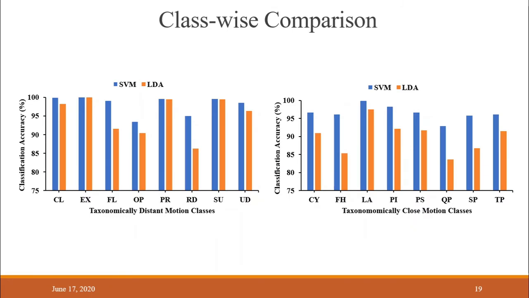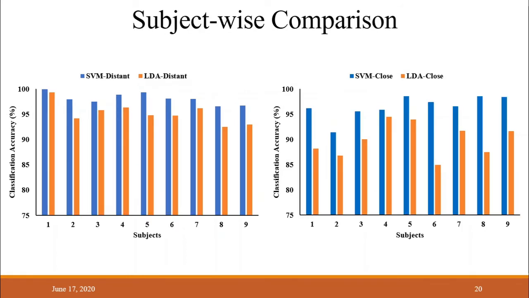A class-wise comparison of the two taxonomical groups shows a significant variation across classes. This is because some of the classes are more overlapping in feature space as compared to the others. A subject-wise comparison of the classifier's performance shows a significant variation across individual subjects. Now, this is expected since the muscular physiology is dependent upon the daily life activities, which may differ across subjects. It is interesting to observe that the performance variation is more pronounced for the closed motion classes as compared to the distant motion classes.